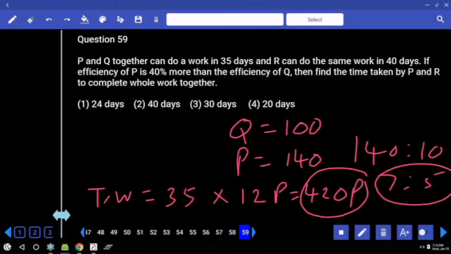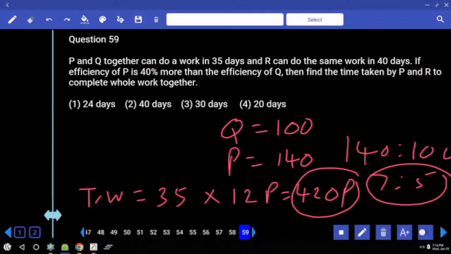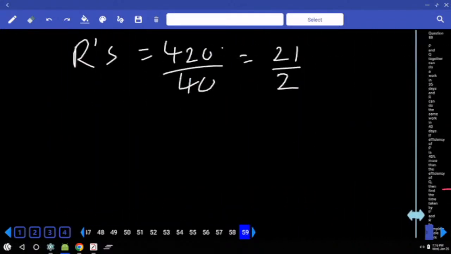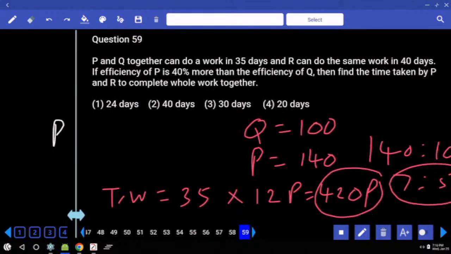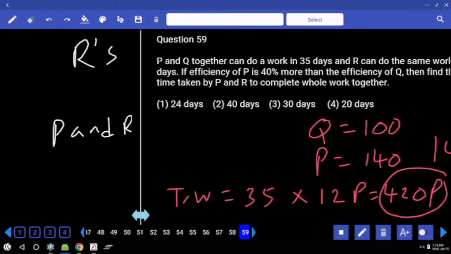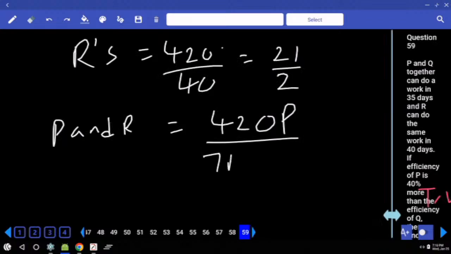Now the question is, how much time will be taken by P and R together? Now P and R together number of days, total units of work is again how much? 420. What is the efficiency of P? We have got 7 parts. 420 parts by 7 parts plus 21/2 parts.